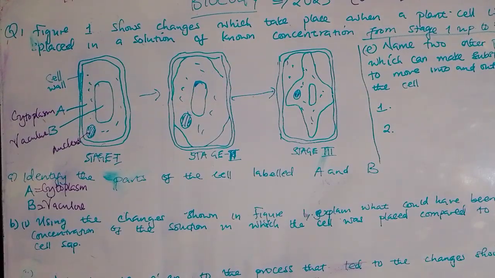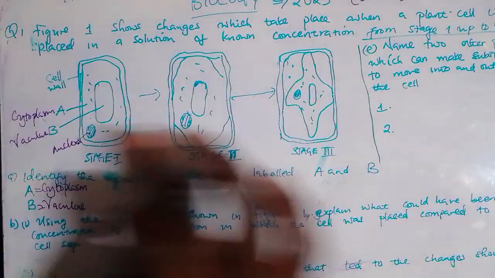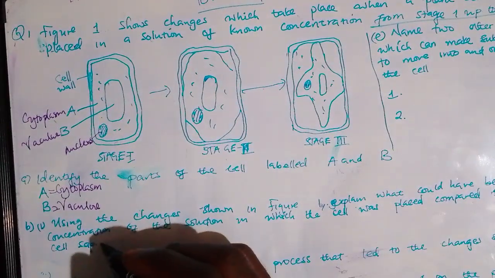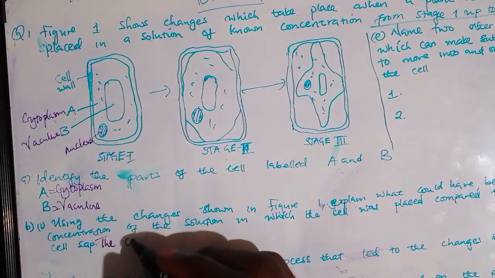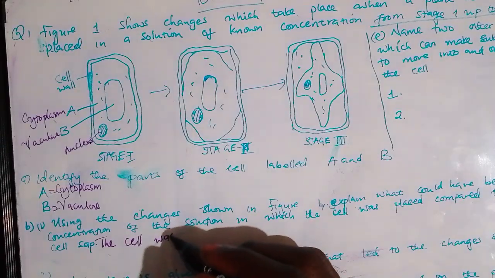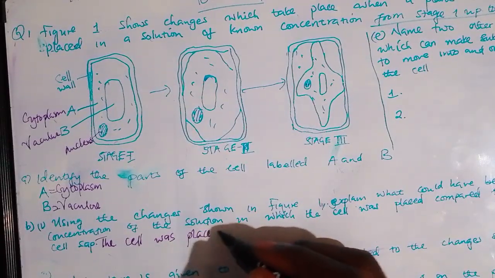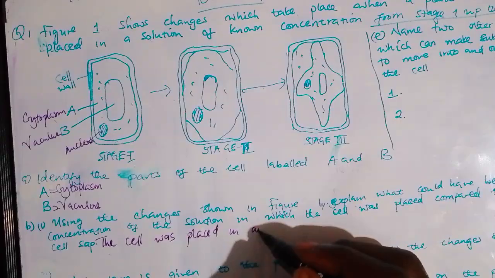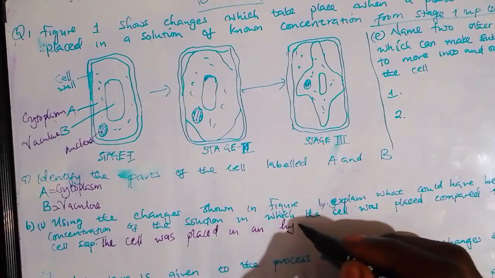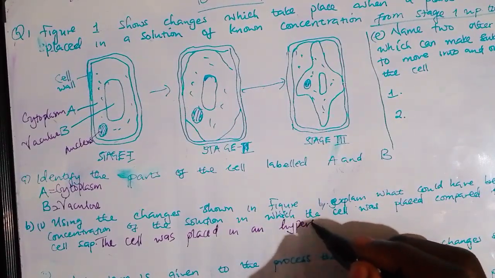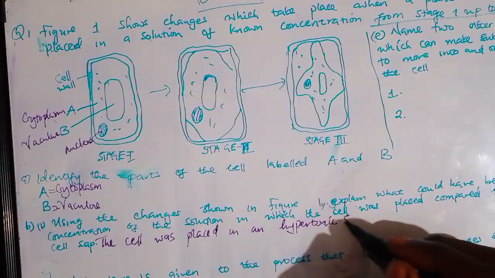So what could be the reason why the cell is shrinking? How can you explain it? So you can explain it in the sense that the cell was placed in a hypertonic solution.